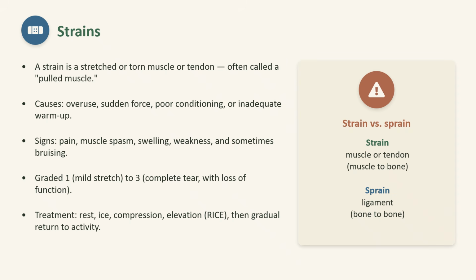We grade strains 1 to 3. Grade 1 is a mild stretch with only a few fibers damaged. It hurts, but the muscle works. Grade 2 is a partial tear with more pain, swelling, bruising, and noticeable weakness. Grade 3 is a complete tear with loss of function. The patient cannot use the muscle, and sometimes you can feel a defect. Grade 3 may need surgical repair.